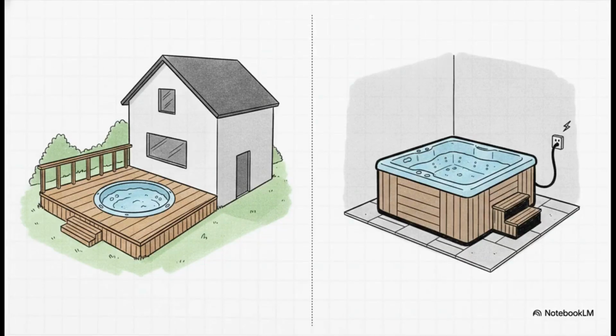Let's look at a practical example: a hot tub. A built-in hot tub set into a customized concrete deck is permanently attached. That makes it real property, meaning it stays with the house when the house is sold. However, a freestanding hot tub that's simply sitting on the patio and plugged into an outlet, that's personal property. The seller can pack it up and take it with them. So, when in doubt, just focus on the method of attachment.